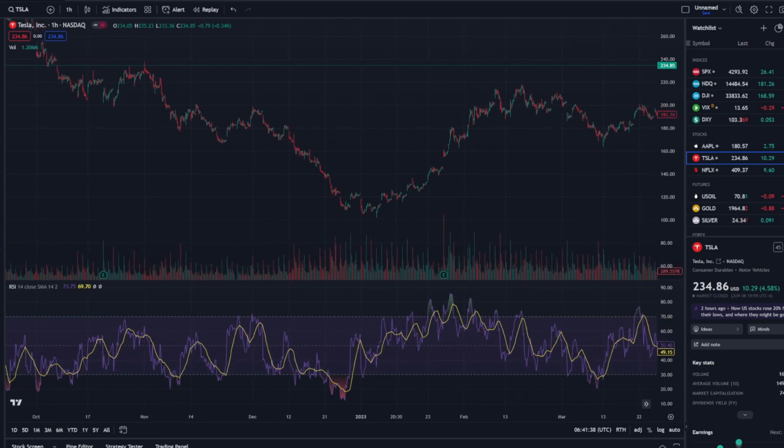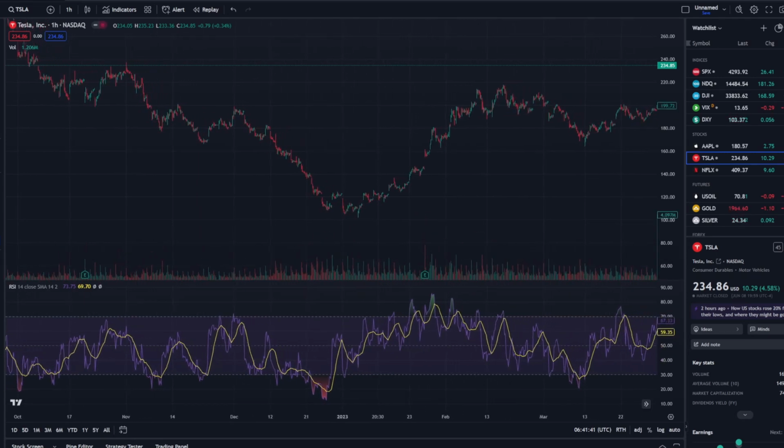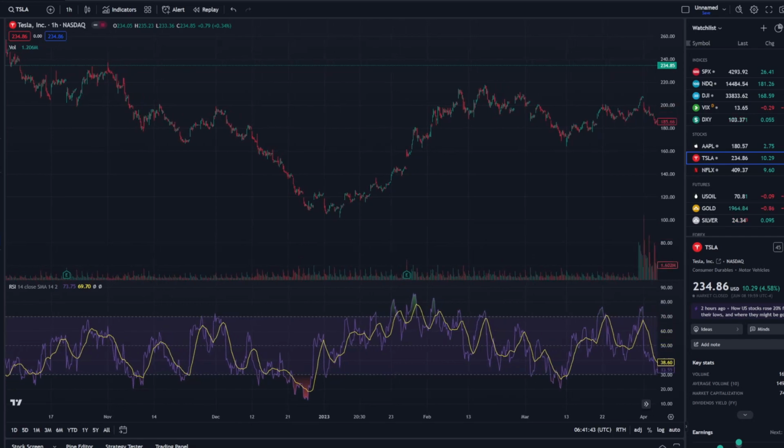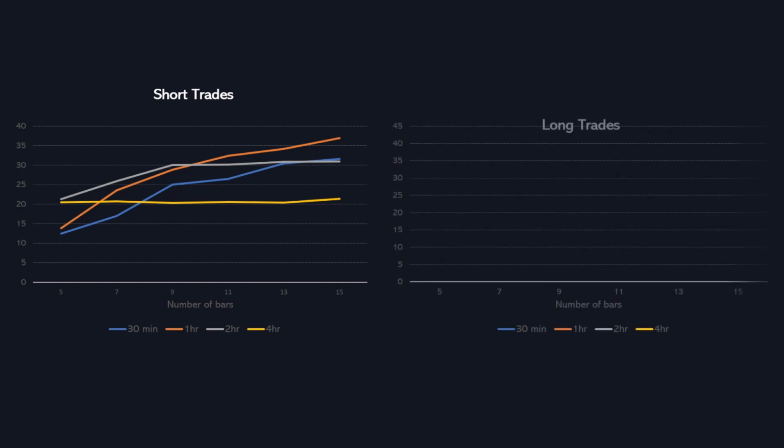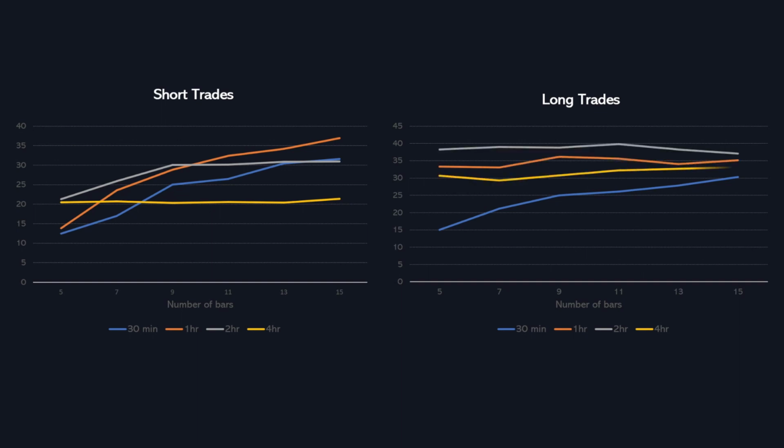All analysis so far is built on the 1-hour chart. But how do they compare when the time frame is different? Here we run a similar analysis on the Tesla stock at 30 minutes, 1 hour, 2 hours, and 4 hours time frame. For a short trade, the trade reaches profitability the longer you wait, except for a 4-hour time frame, which surprisingly barely changes its profitability with a longer wait time.